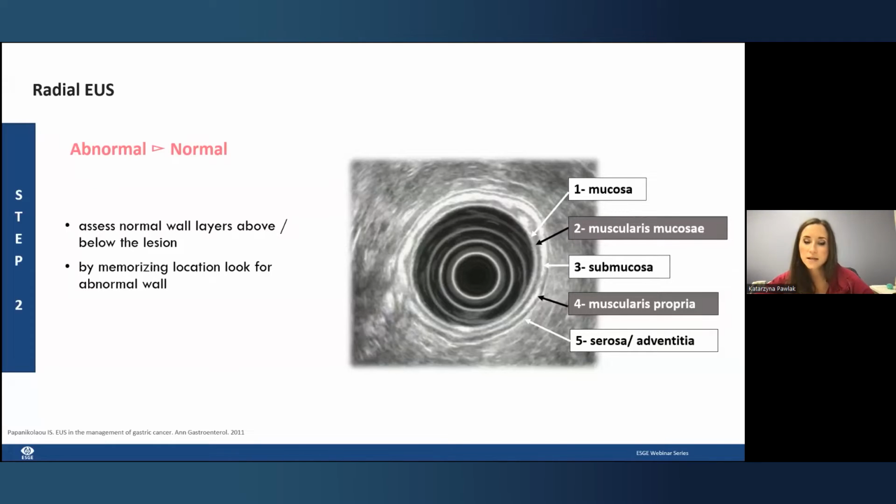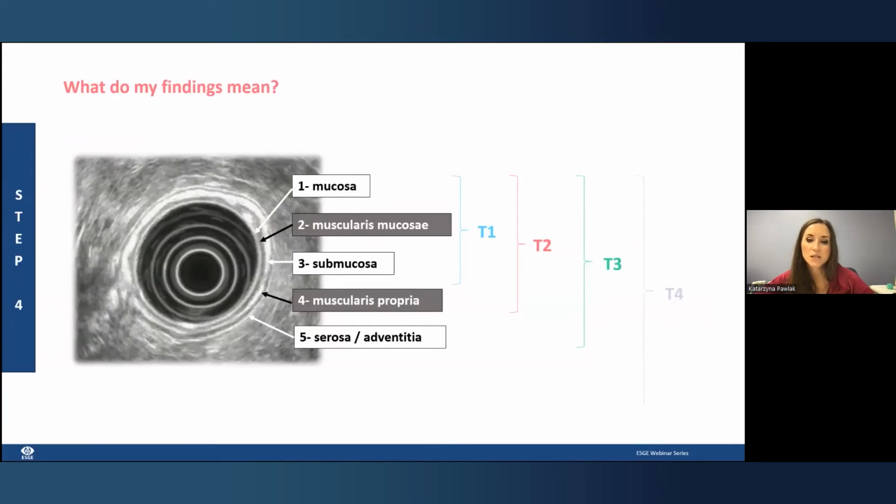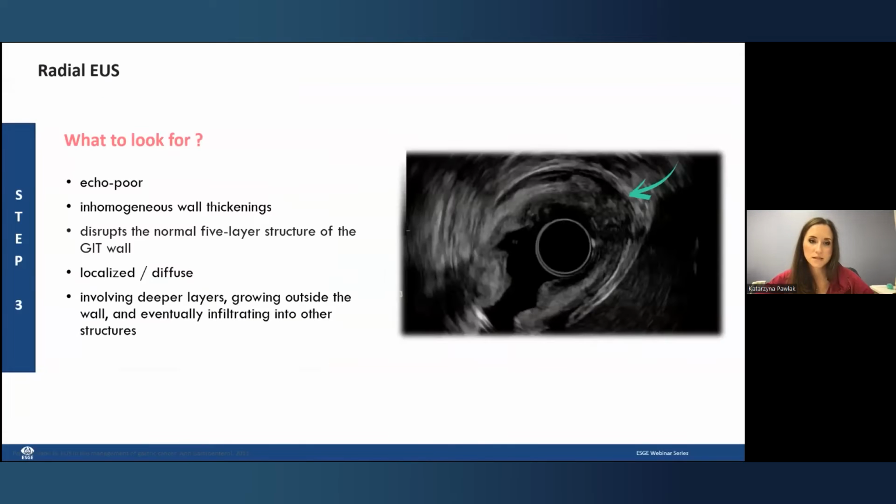We always have 5 layers, and by this we will memorize the layers' appearance and be able to estimate the actual location of the lesion in the GI tract wall. You always have to remember that muscles will be black, so the deep part of the mucosa, the muscularis mucosa, will be dark on the screen, and the same for the 4th layer, the muscularis propria, which will also be dark black. As you can see here, these layers will determine the T stage of the tumor and tell us more about the advancement of the disease.